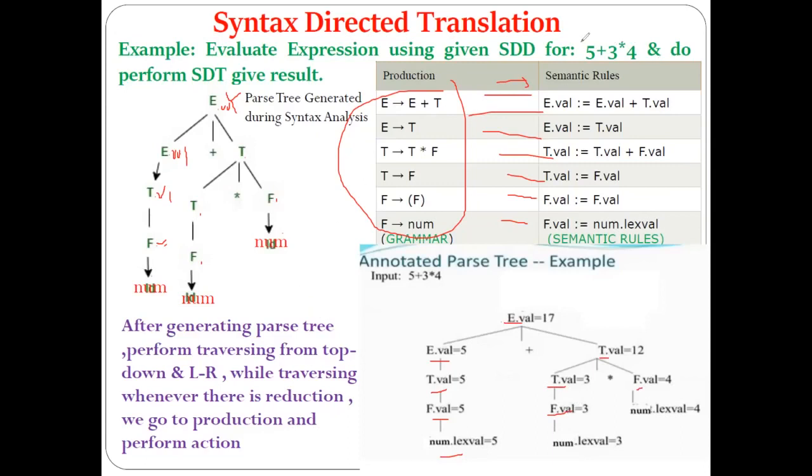Now what is the expression we have given? 5 + 3 × 4. So num dot lexval: lexval is the attribute we have associated with the num token. Now we have given this value, so we associate the value with each of these tokens. The value of this will be what? 5. The value of this will be what? 3. And the value of this will be what? 4. Understood. So now we'll perform the traversing. We'll start from the top, like this.